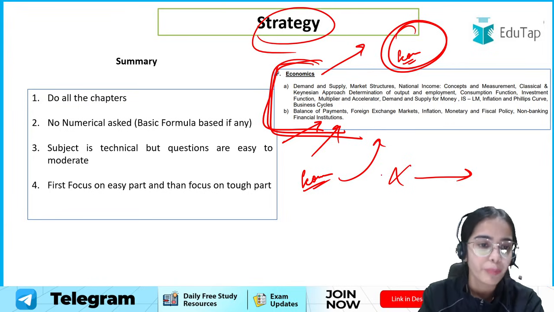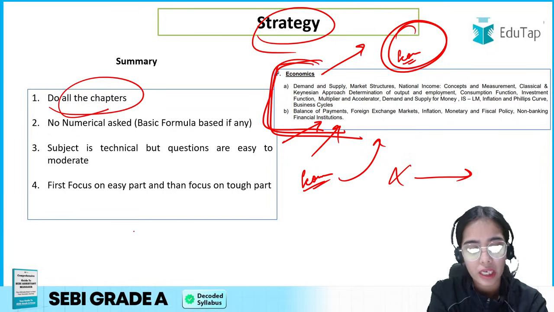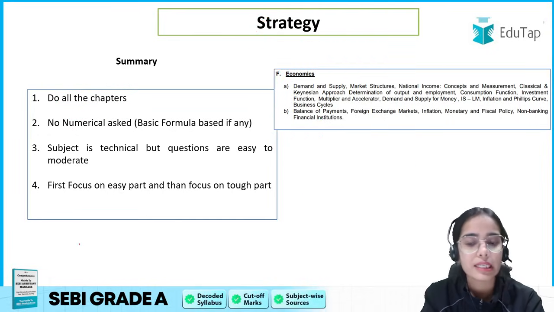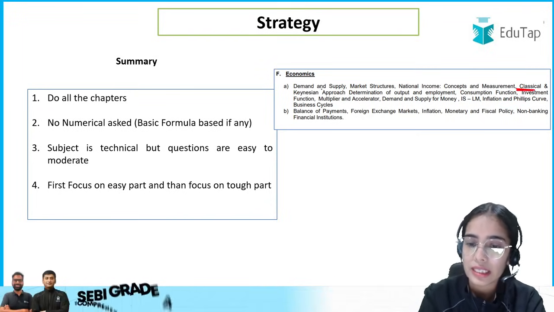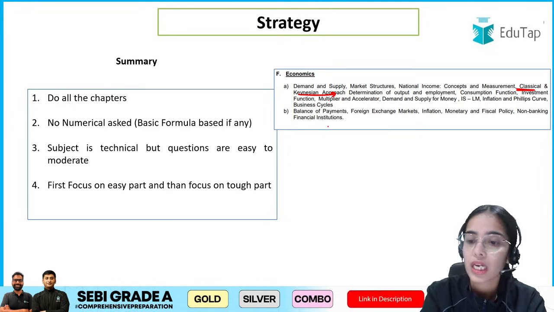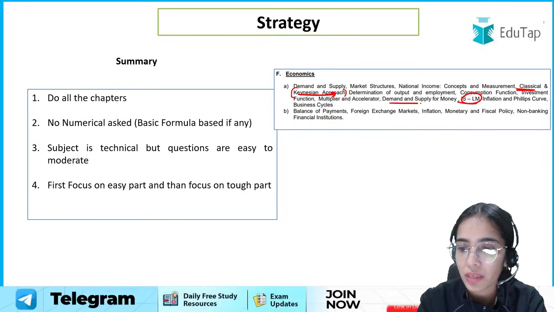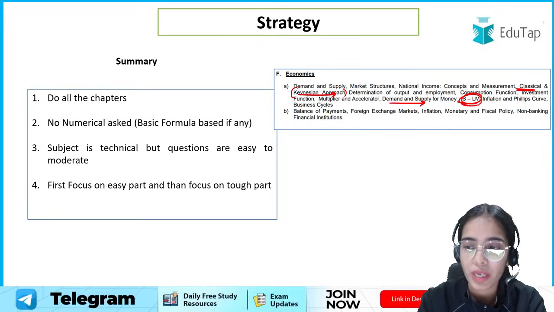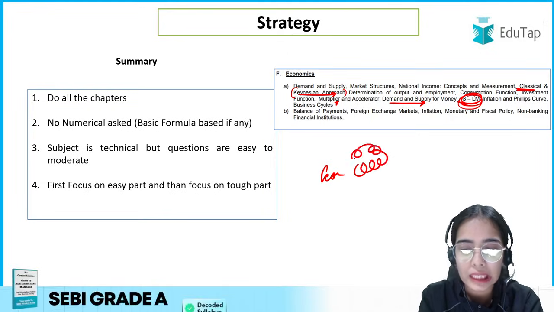So don't do it. Okay, so now coming to strategy: do all the chapters. In economics, yes, there are some important chapters that we will discuss, but let's say you leave classical and Keynesian theory. If you leave the Keynesian theory, you will not be able to do the ISLM model. If you leave the demand and supply of money chapter, you will not be able to do the ISLM chapter. If you leave the multiplier chapter, you will not be able to do the ISLM chapter. So in economics, the chapters are very much interlinked, very much interconnected.